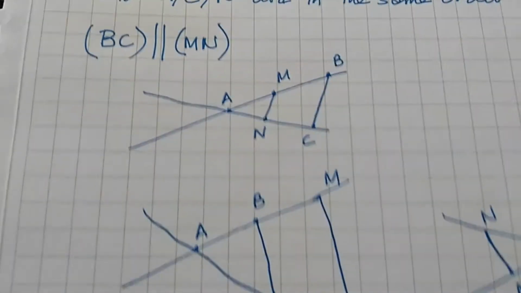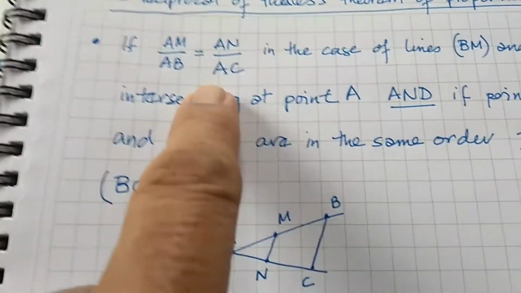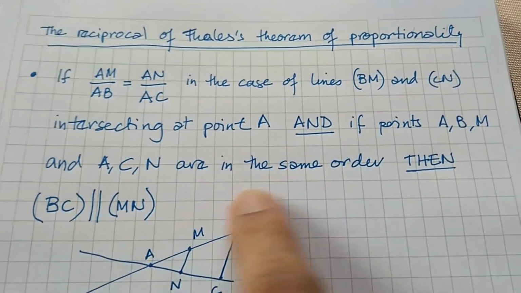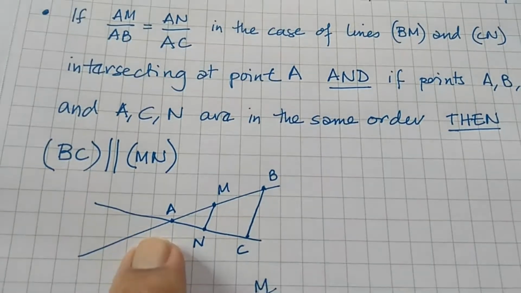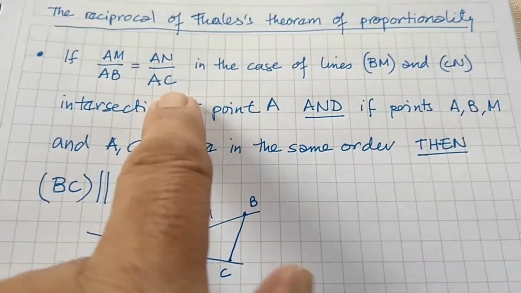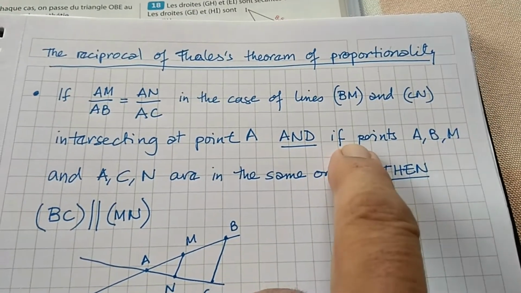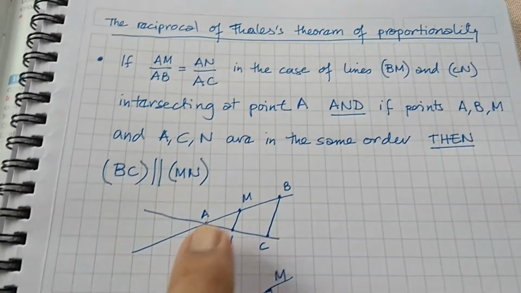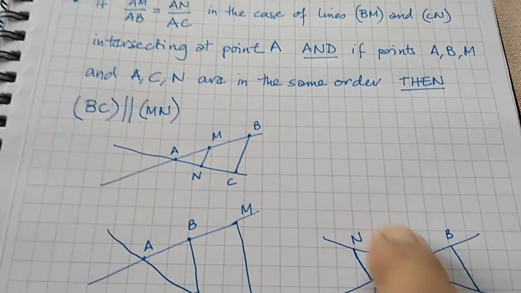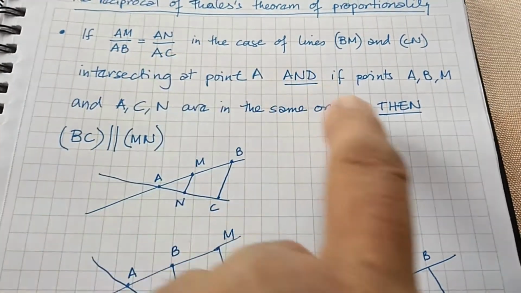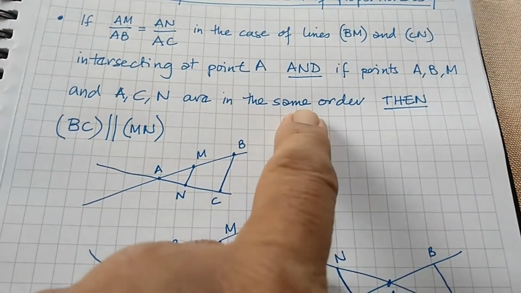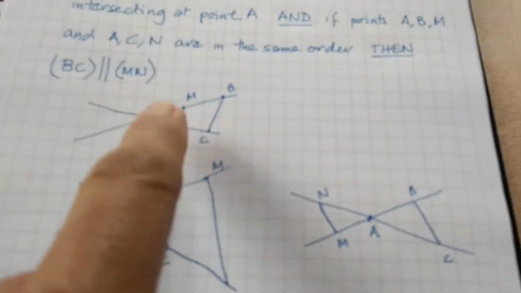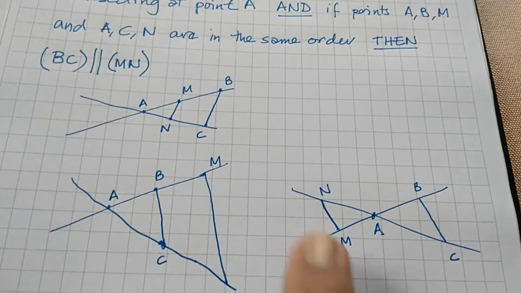So what happens if this part of the condition is satisfied, but not this? If the points are not in the same order, then you will see that you have to have this condition as well as this condition both satisfied before this is true. So in these three examples, both this condition as well as this condition of order of points are satisfied. So in all of these three examples, MN is parallel to BC.